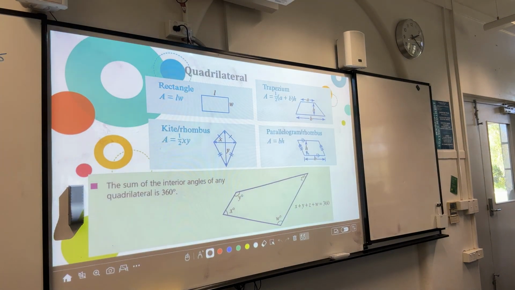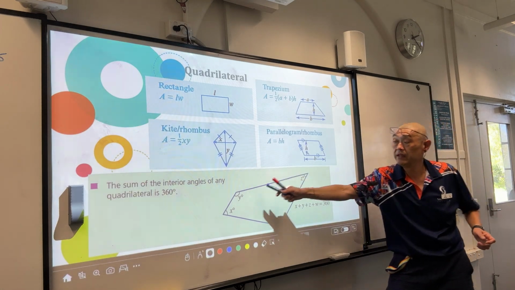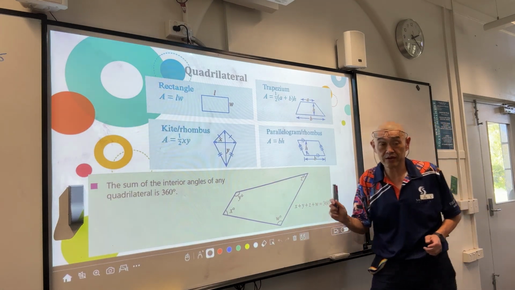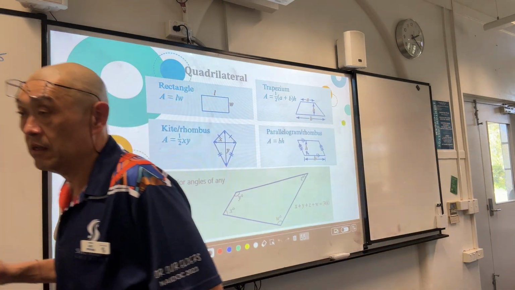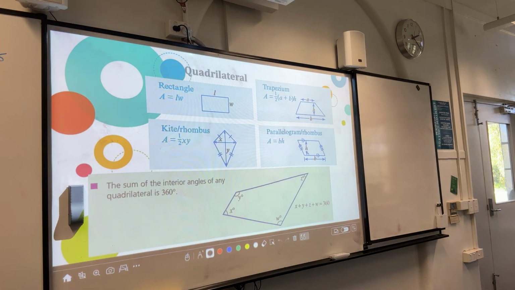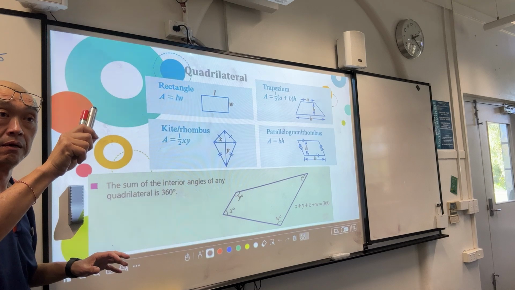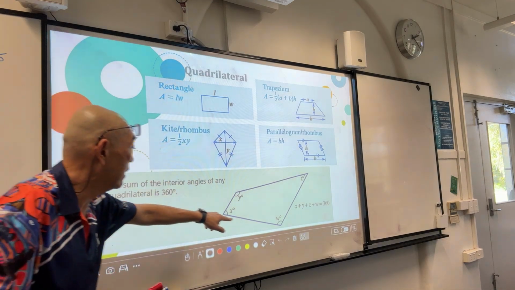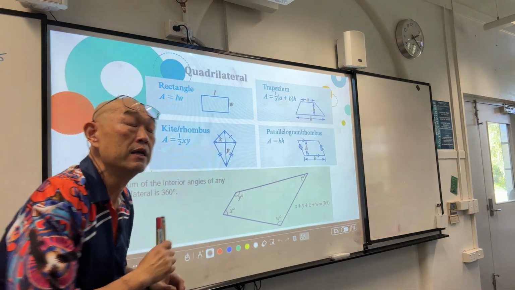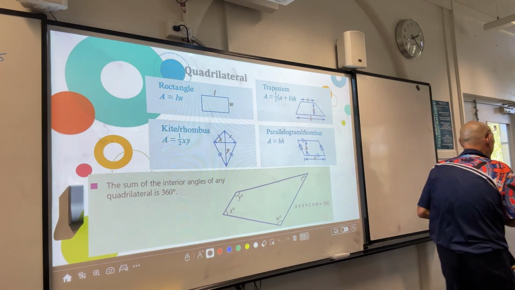Next, quadrilaterals. Of course, you need to know rectangle, trapezium, kite or rhombus, and parallelogram. Okay? And remember, this is important, the sum of the interior angles of any quadrilateral is 360. Eventually, we're going to think about the quadrilateral in a circle, when all the vertices touch the side of the circle. We'll do that, I think, next week.